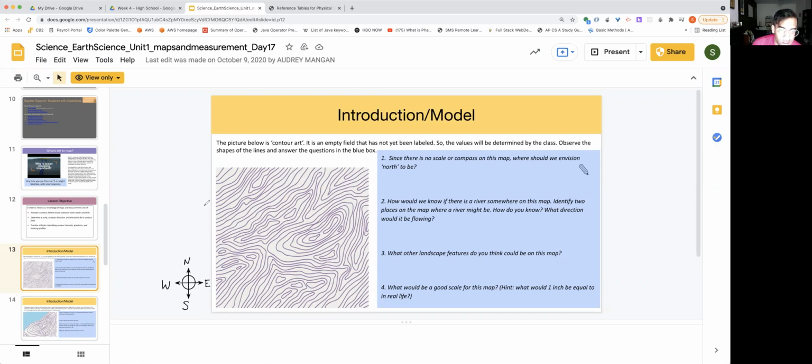All right, so now we know up here is north, or our northernmost point. Over here is our westernmost point. Down here is our southernmost point. And over here is our easternmost point, all with respect to this map.